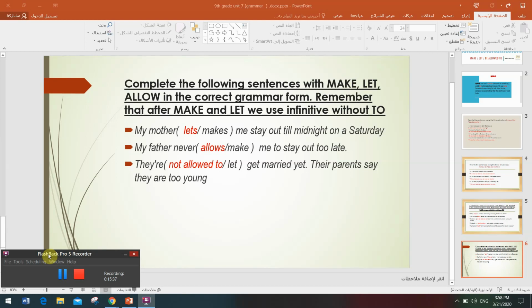Here we say are not allowed to because the sentence is in the present tense. So you have to choose between is, are, or am, and we have they, and they will be with are.